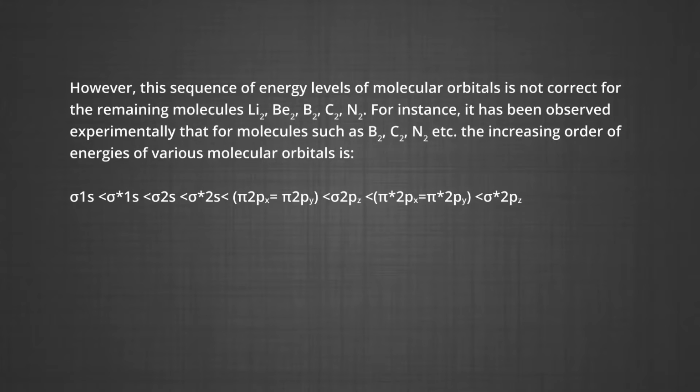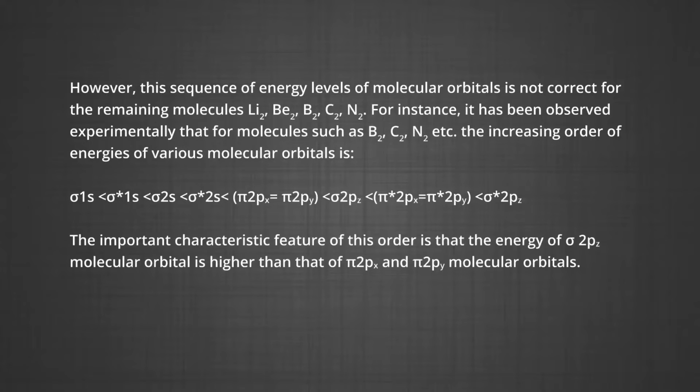It is less than sigma 2pz, further it is less than pi antibonding 2px equals pi antibonding 2py, which is less than sigma antibonding 2pz. You have to learn this series to write the molecular electronic configurations. The important characteristic feature of this order is that the energy of sigma 2pz molecular orbital is higher than that of pi 2px and pi 2py molecular orbitals.